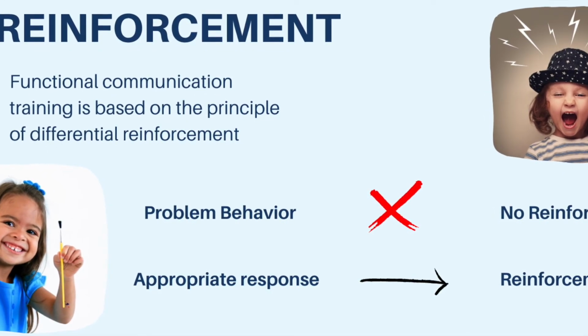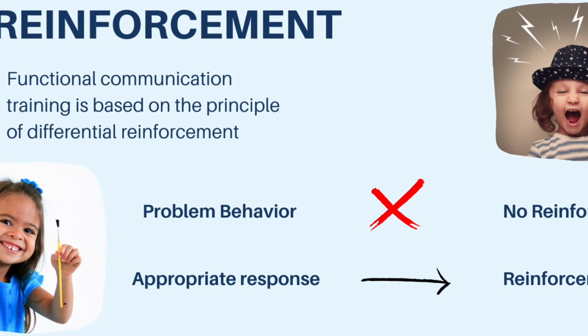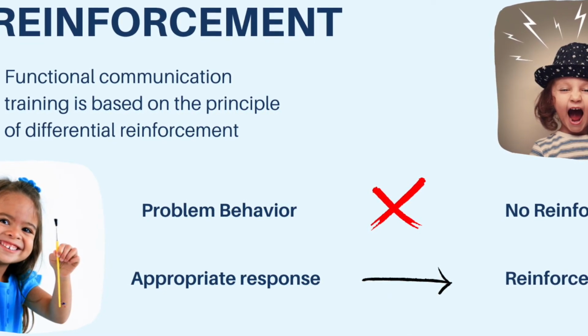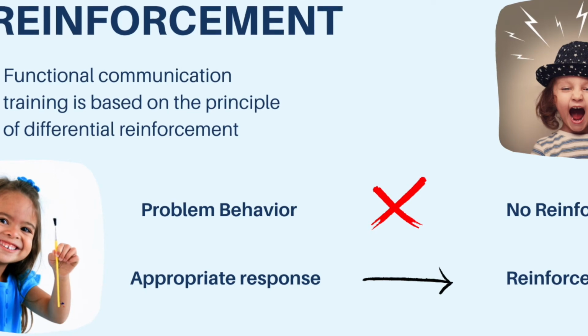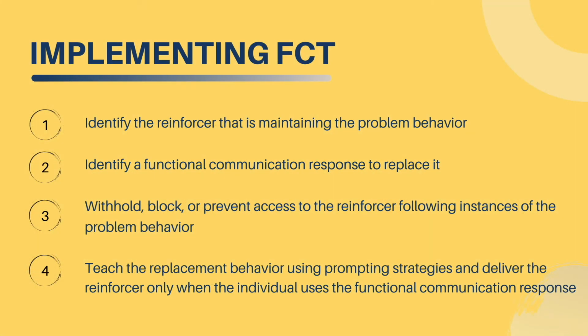Functional communication training is the term we give to the set of interventions where the replacement skill is specifically a communication skill. The process for implementing follows four basic steps. First, we need to figure out why the problem behavior is occurring. What want or need does the behavior fulfill? What usually happens as a result of that behavior, or what do they get out of it? Then we identify a more appropriate way for the person to access the same outcome.